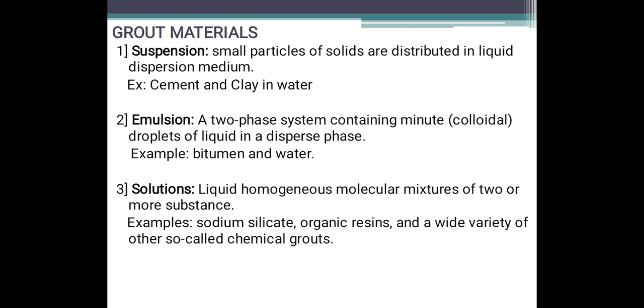Emulsion form is a two-phase system containing minute droplets of liquid in a dispersed phase. For example, bitumen and water. The third one is solution form, that is a liquid homogeneous molecular mixture of two or more substances. For example, sodium silicate, organic resins and a wide variety of other so-called chemical grouts are solutions.